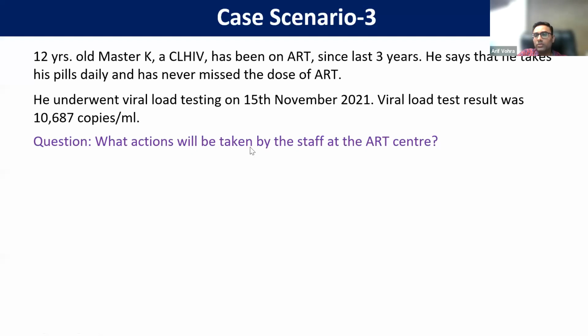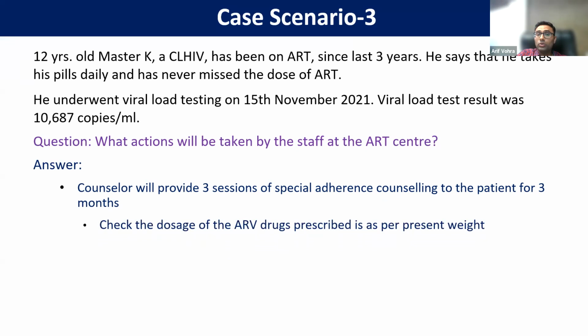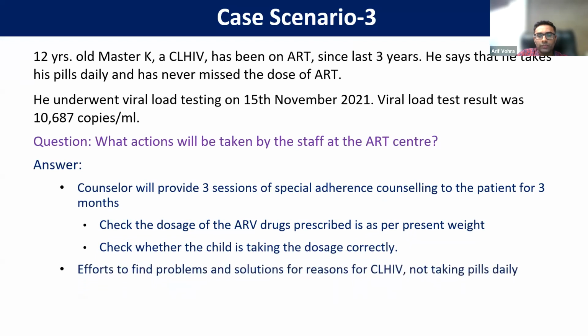So here the 10,000 copies suggest that the virus is not suppressed. So what actions will be taken by the ART center? First of all, we need to provide adherence counseling. We have to counsel them on how many medicines they have to take and how often. Then you cross-check whether the appropriate weight-based dose has been given to the child. Also check if the child is taking the medicine regularly or not. And we need to find out where the fault is and why the child is not taking the medicines. Then we need to solve it and encourage them to take the medicine.